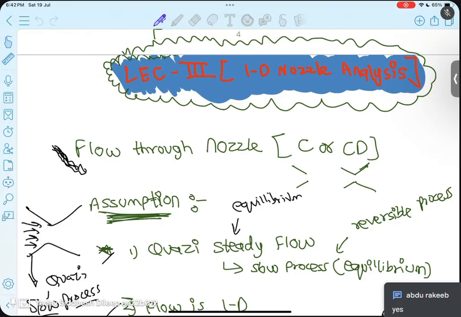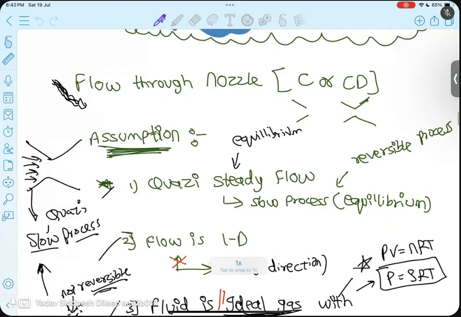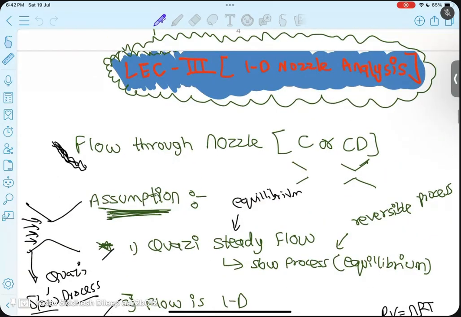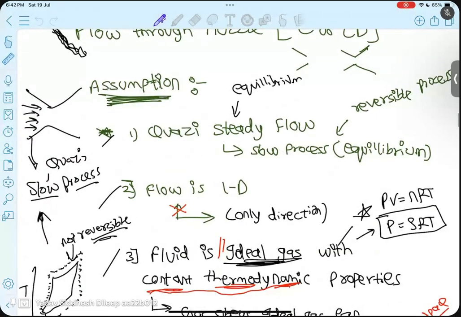In this session, let's understand why C star, the characteristic velocity, is dependent on temperature and molecular weight. Let us derive how it comes. So the topic is flow through a rocket nozzle, or 1D nozzle analysis. Before starting, I'll first talk about the assumptions.